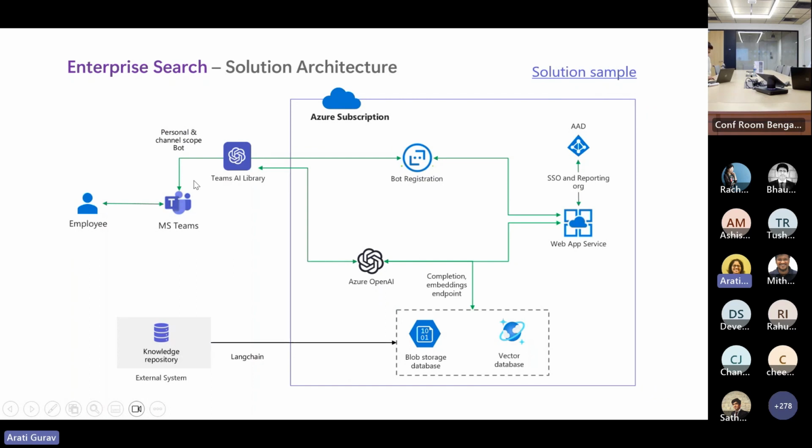And once the user asks for any information, Azure OpenAI is again used to get the similarity searches from the vector databases, and it uses the completion endpoint or the generative AI to get a summary of that question in the summarized or consolidated format.